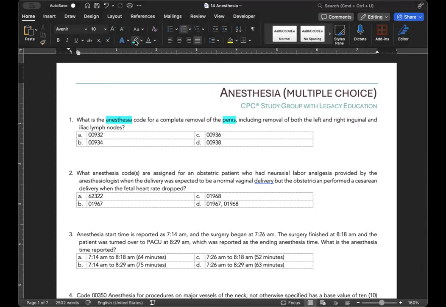And then that's going to give us, right, Sylvia, 00932 through 00938. Let's go all the way up to the front and look at our 932 through 938. And then which of our codes from 932 to 938 are going to describe our procedure? 00936. So that gives us the anesthesia for procedures on male genitalia, including open urethral procedures, radical amputation of the penis with bilateral inguinal and iliac lymphadenectomy.